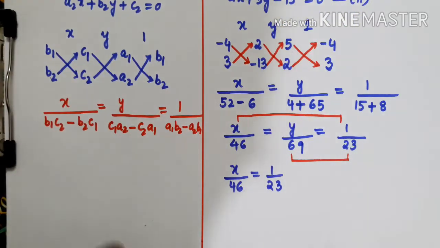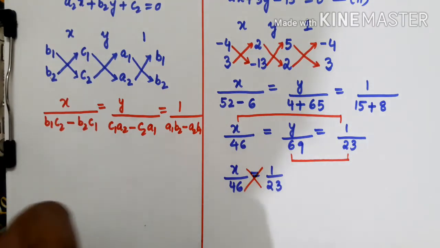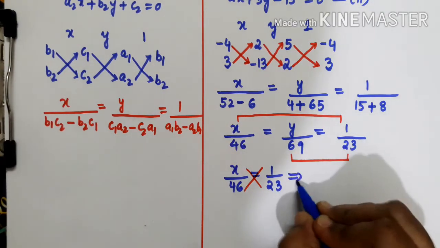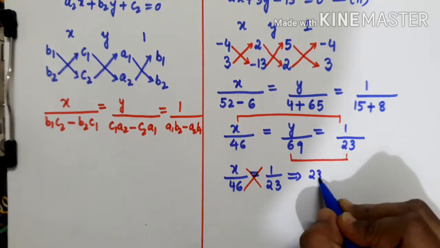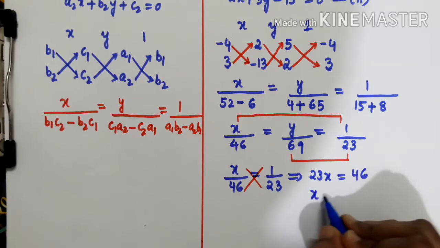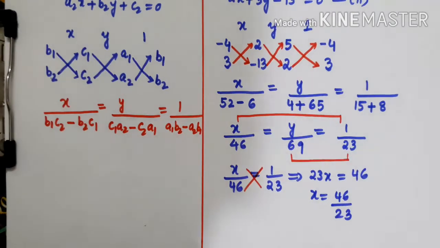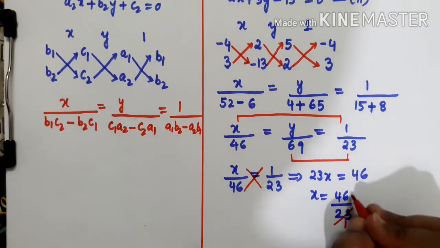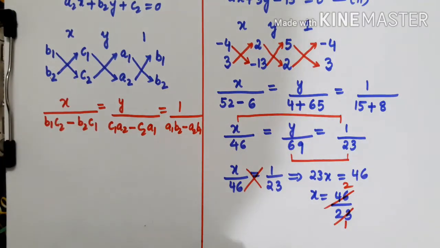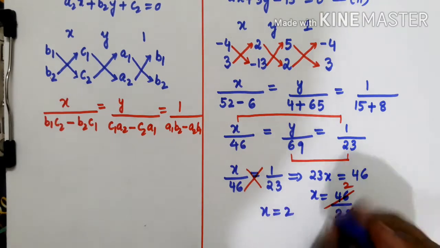So again, what you need to do over here to find the value of x, you can do the cross multiplication. So x into 23 will be 23x equals to 46. So what you will get, x equals to 46 by 23. So now 23 1s are 23 and 23 2s are 46. So here you got the value of x as 2.